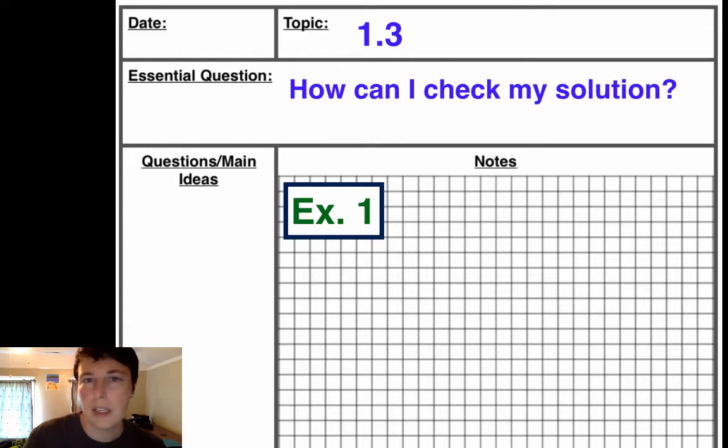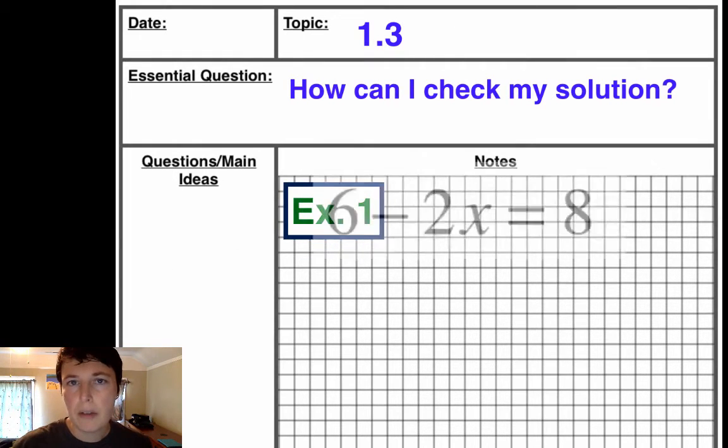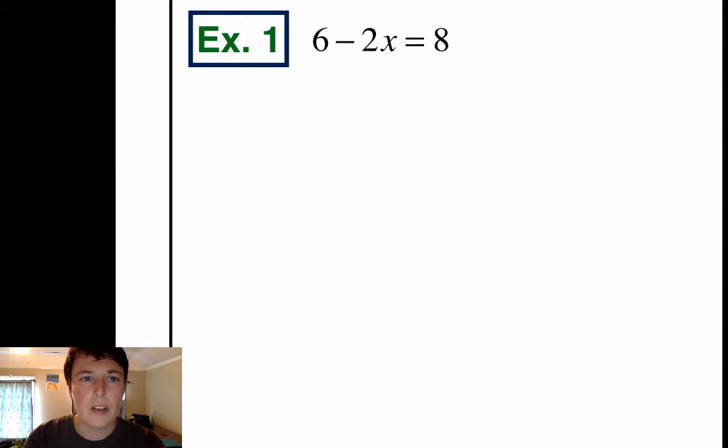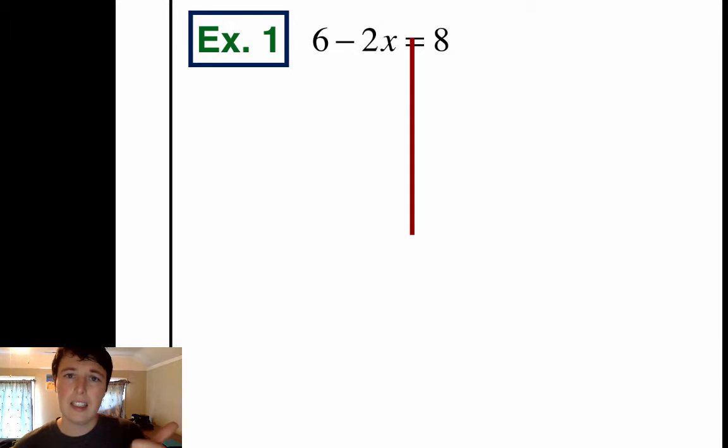So we're going to start with an example. Our first example that you want to write down is 6 take away 2x equals 8. 6 take away 2x equals 8. We're going to solve for x. So to do this, I'm going to give myself some more space so I can show my work here. I'm going to put a line down the equal sign, and I'm going to get x all by itself. So we got to get rid of the 6 and the 2.